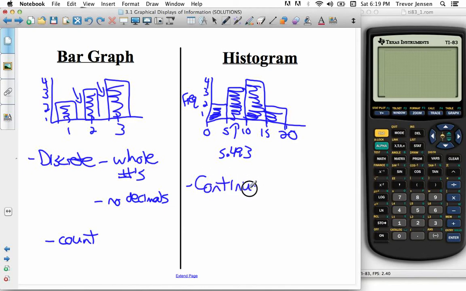Continuous variables are variables that can be measured using any real number. Real numbers, basically, include integer values as well as rational numbers and irrational numbers as well. So we could have decimals. Decimals are possible when measuring these variables.